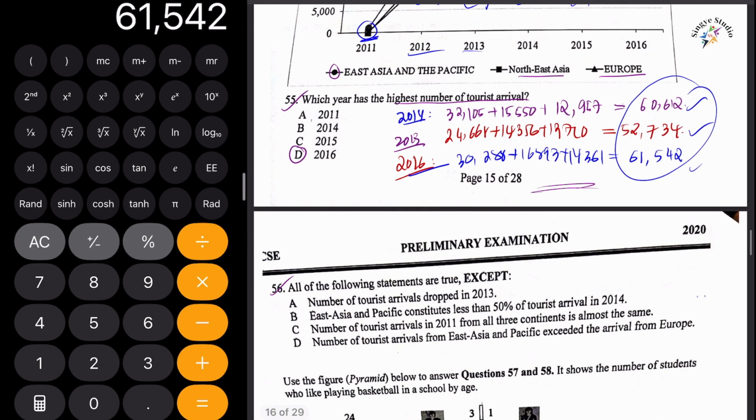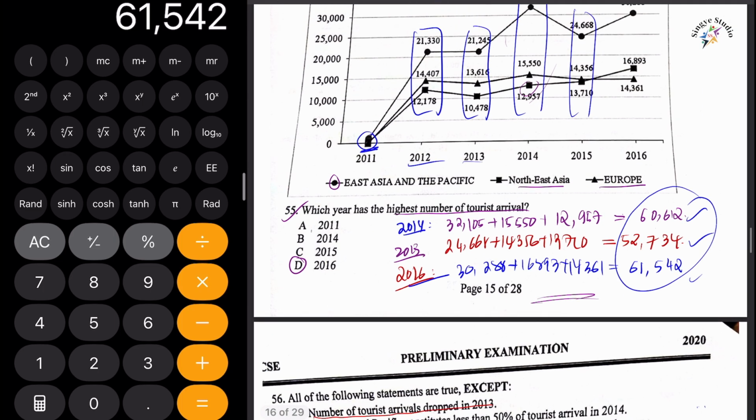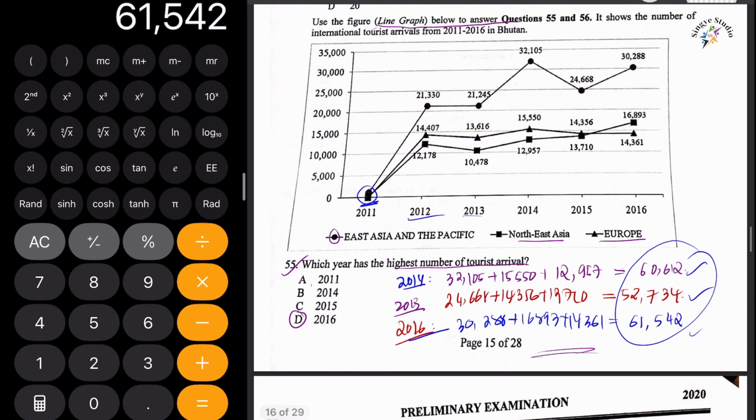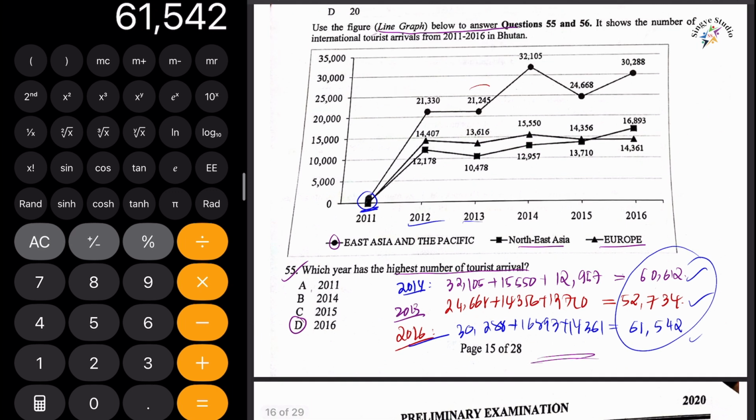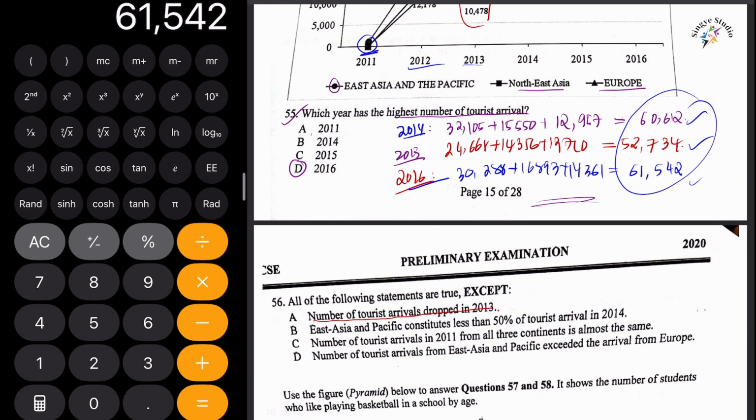Now question 56 says all of the following statements are true except, which means among these four statements, one statement is false. So you have to find the statement which is false. Our first option reads, number of tourist arrivals dropped in 2013. If you look carefully at 2013 in the graph, all three lines have decreased, right? So this is correct.